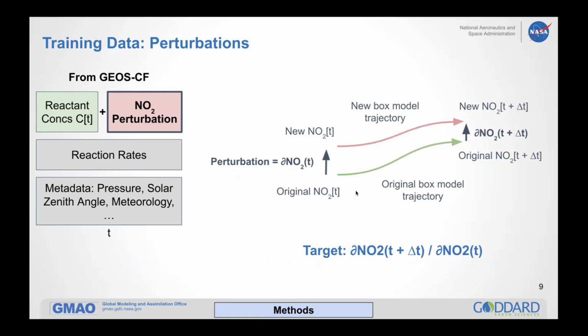I'll try to make this a bit more clear here. We have the original trajectory of the box model over one time step, and then we bump the NO2 up and run the box model again in order to compute the gradient over one time step of NO2 and other chemical species.